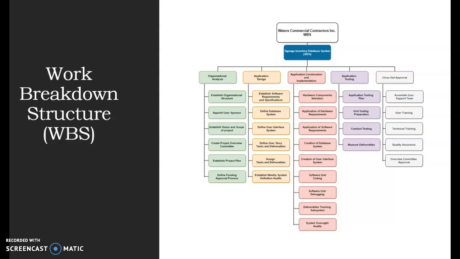Then we go to the application construction and implementation: hardware component selection, application of hardware requirements, application of software requirements, creation of database system, creation of user interface system, software unit coding, software unit debugging, deliverables tracking subsystem, system oversight audits. Moving on to application testing: plan, unit testing preparation, conduct testing, measure deliverables. Then finally, the closeout approval: assemble user support team, user training, technical training, quality assurance, and overview committee approval.